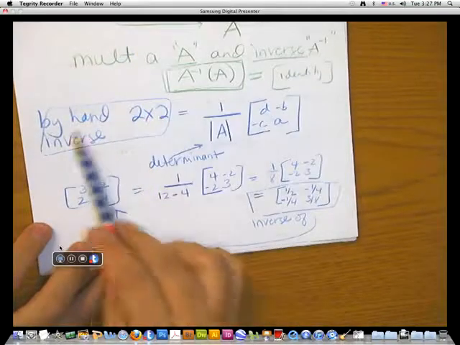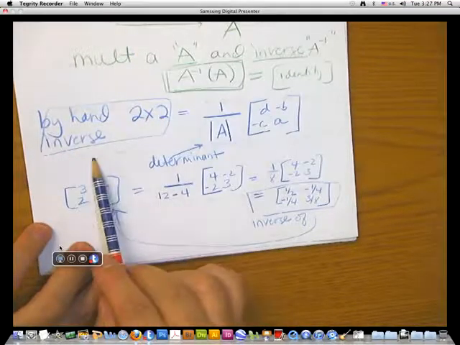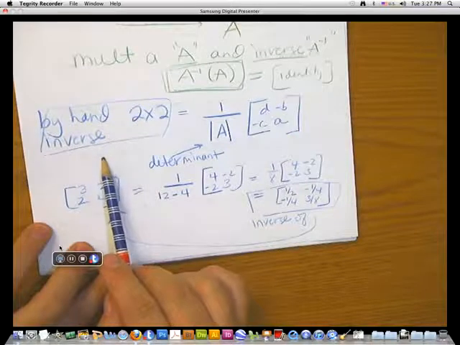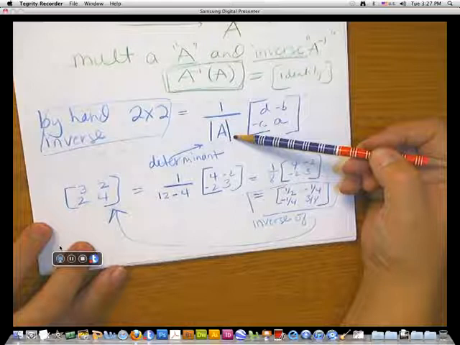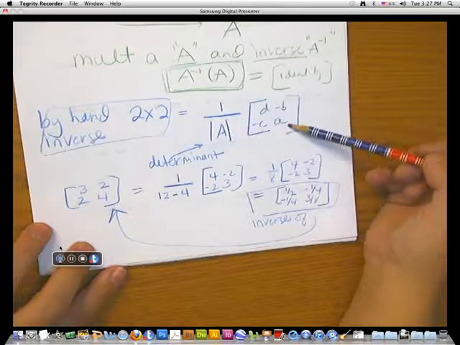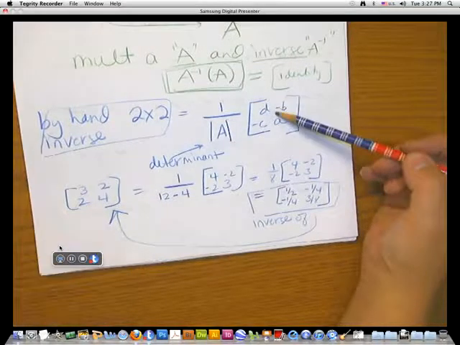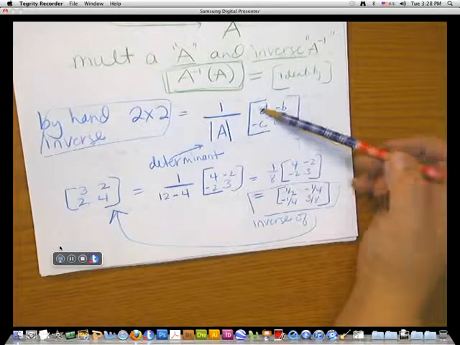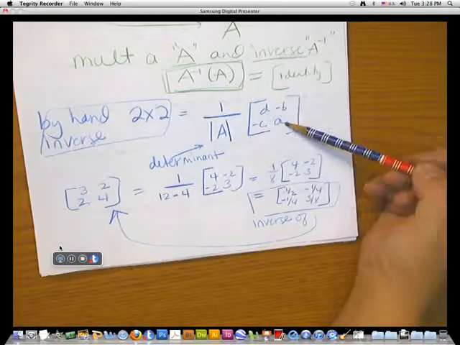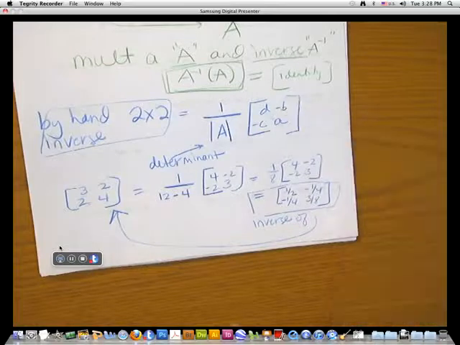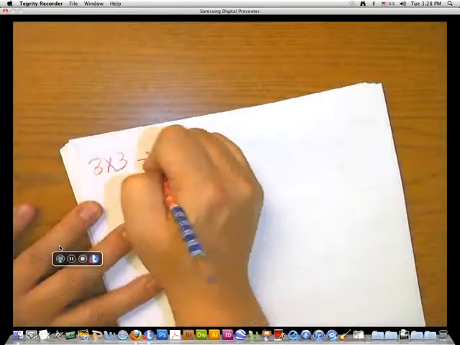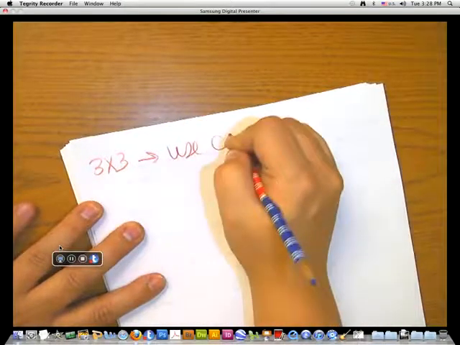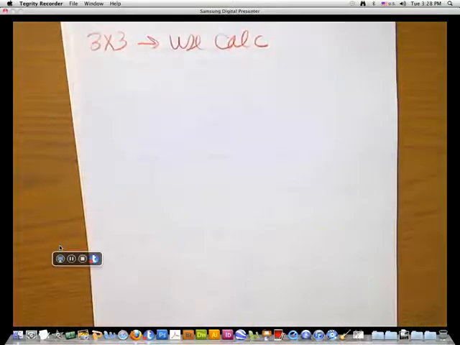You will be asked to find the inverse by hand on a 2 by 2, where you do 1 over the determinant times the matrix where you switch the diagonal, and switch the signs of the other diagonal. If you're asked to do a 3 by 3, we use the calculator.